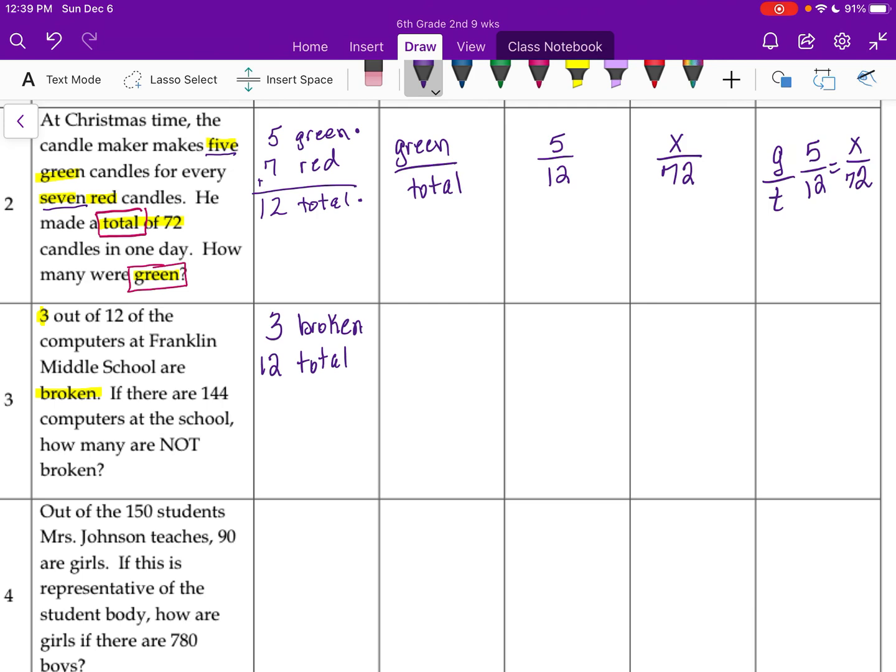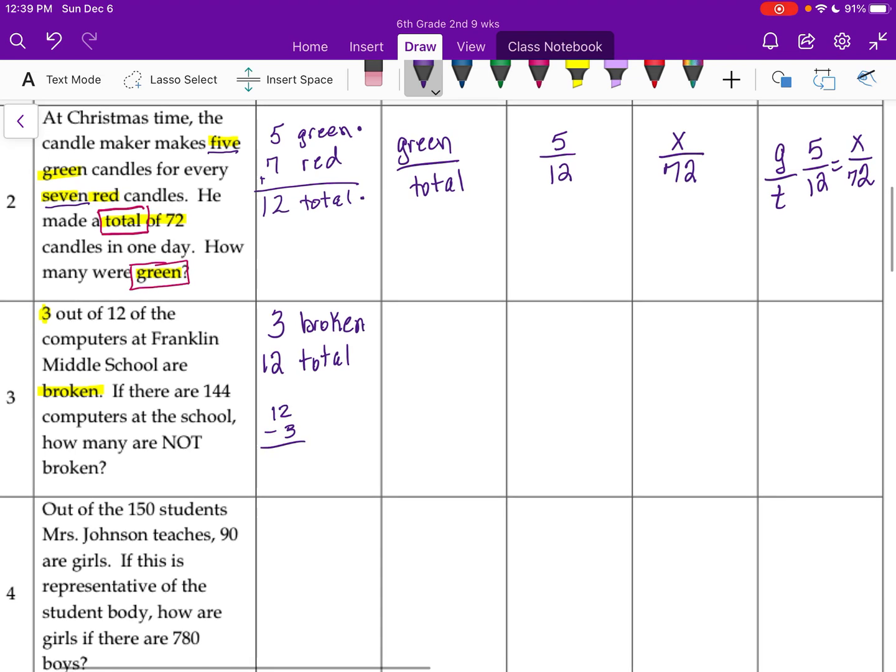So how do we figure out how many are not broken? Yeah, we subtract. So 12 is our total minus 3 that are broken. So 12 minus 3 is 9.